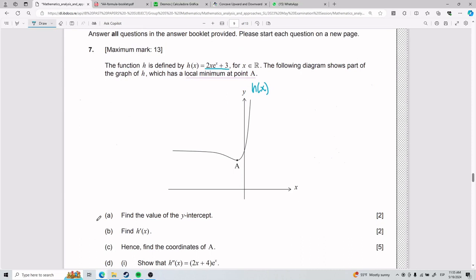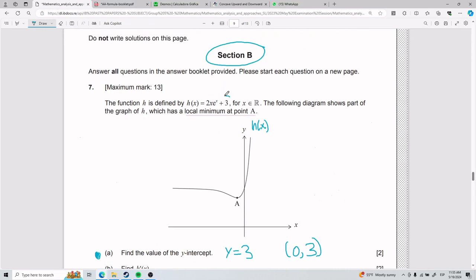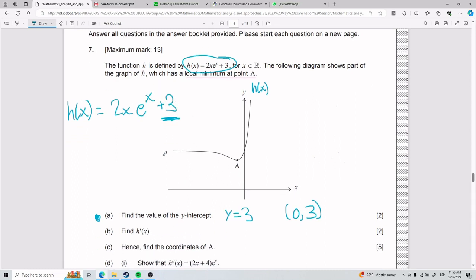That being said, for part A, you need to find the value of the y-intercept. I'm sure that some of you can look at this and immediately say, yes, this is y equals 3, or this is 0, 3. A lot of you have that intuition because it is what doesn't have x next to it. So you have h of x equals 2x times e to the power of x plus 3, and you say the y-intercept is 3 because it's the only one that doesn't have an x.